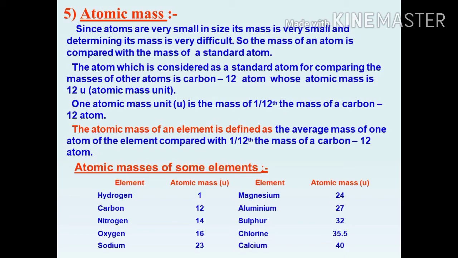One atomic mass unit, you know the definition. By adding together the number of protons and neutrons and multiplying by 1 amu, what is amu? Atomic mass unit. You can calculate the mass of the atom. You just add the number of protons and neutrons in the atom, then multiply by 1 amu. Then we will get the atomic mass of an atom.